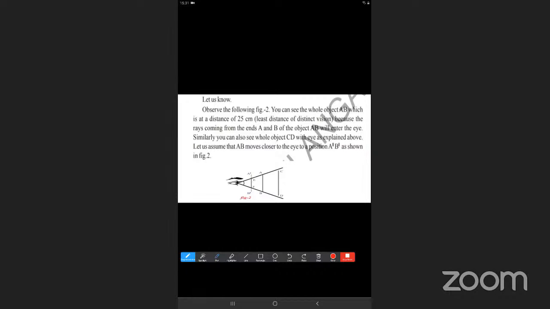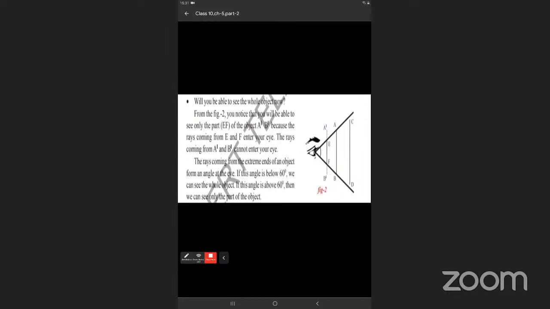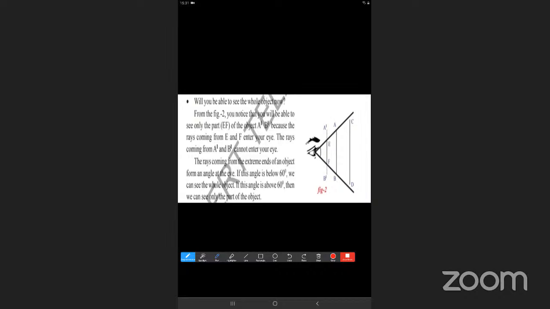You can see, the position of A dash is here. The point of B dash is here. We can only see the middle part of A dash B dash. So will you be able to see the whole object now? No. Here you will be able to see only the part EF. So here are the points E and F. So only this part we can see very clearly. We are not able to see the A dash and B dash parts here.